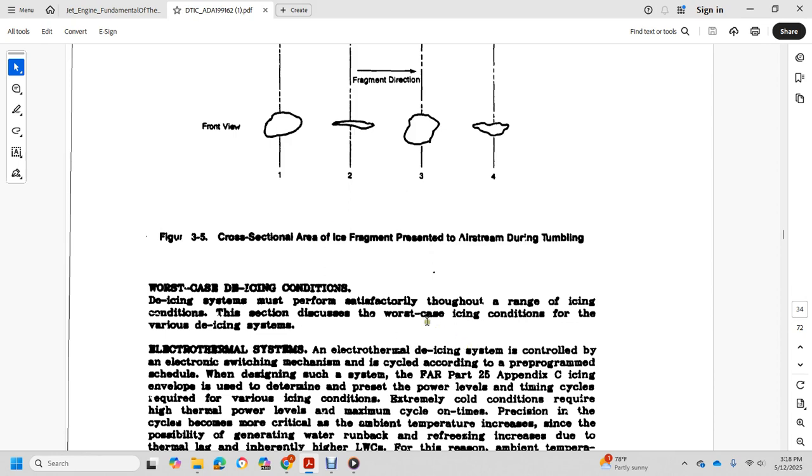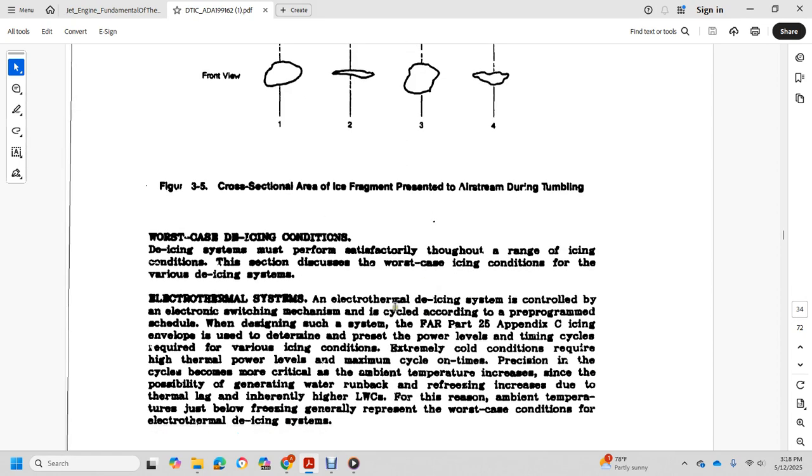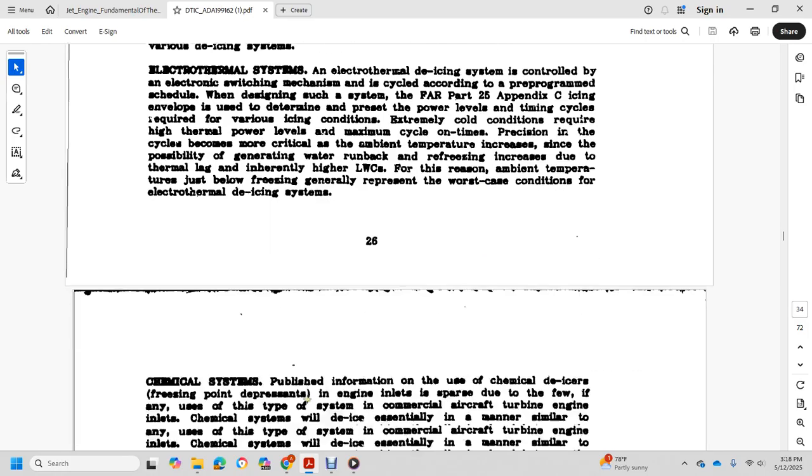Electrothermal system. The electrothermal de-icing system is controlled with an electro-switching mechanism and cycles according to the program schedule of the design. Such a system follows Federal Aviation Regulation Part 25 Appendix C icing envelope to determine the power level and the timing cycle required for the various icing conditions. Extremely cold conditions require a high thermal power level and the maximum cycle on time. Even then, as the ambient temperature increases, the cycle becomes more critical, since the possibility of generating water runback refreezing increases due to the thermal lag inherent in higher LWC. Ambient temperature just below freezing generally represents the worst case condition for electrothermal de-icing systems.